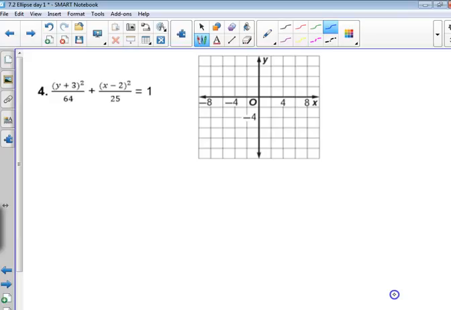All right. I'd like to do one more of these, but I would prefer to do number 4. Does anybody know why 4 is different? Yeah, this one is going to have the bigger number under the Y. Okay. 45 seconds. See how much you can get done.